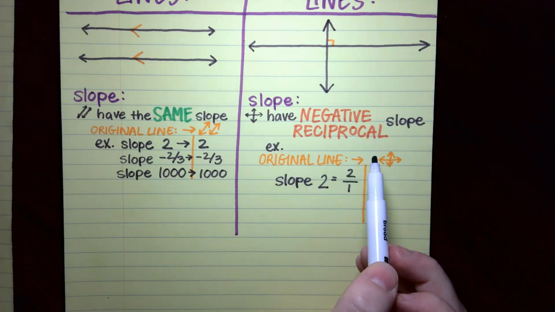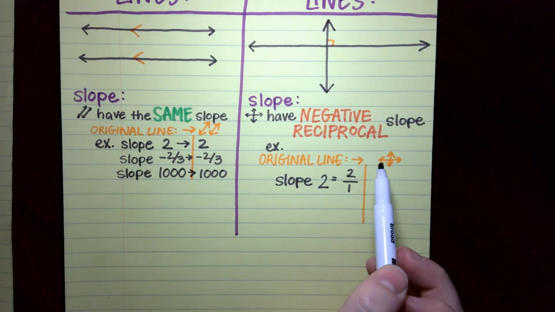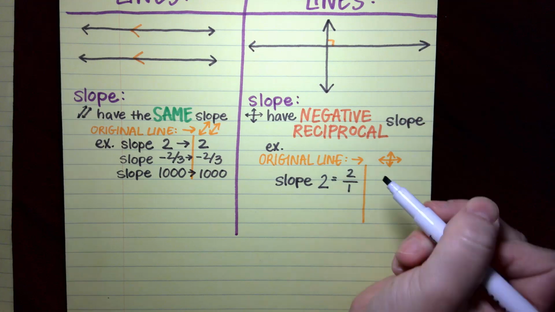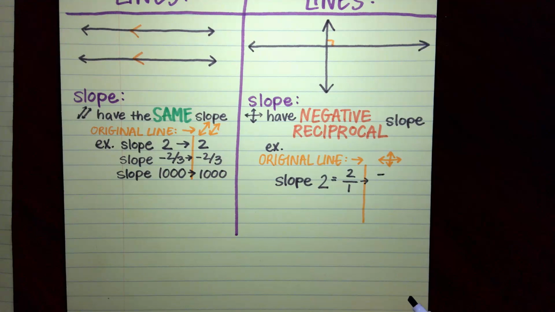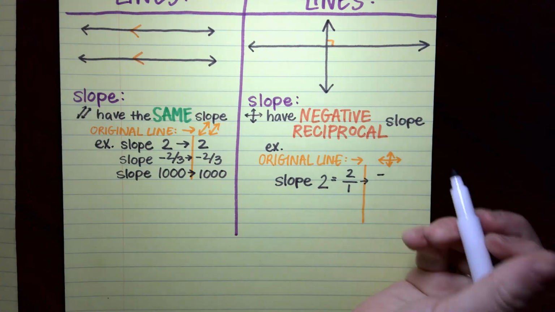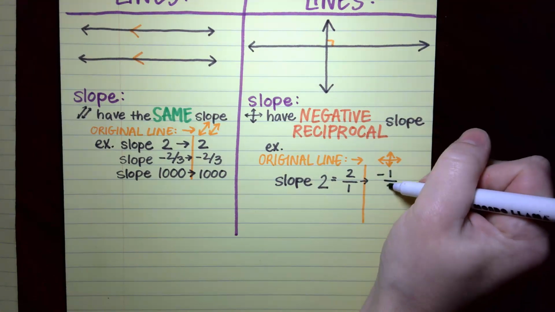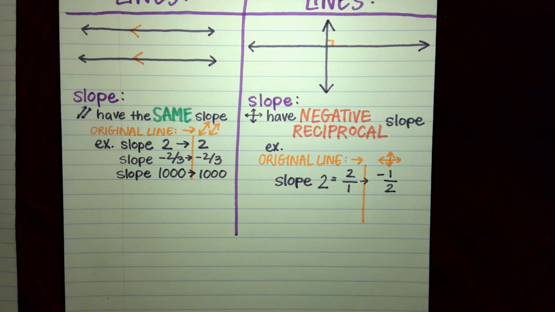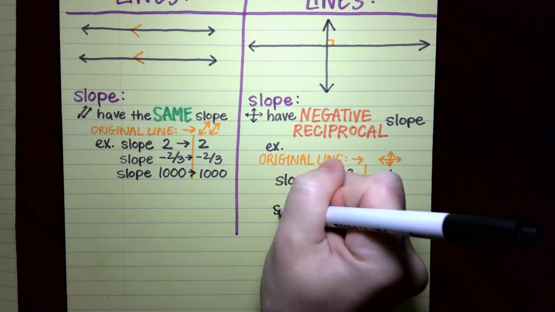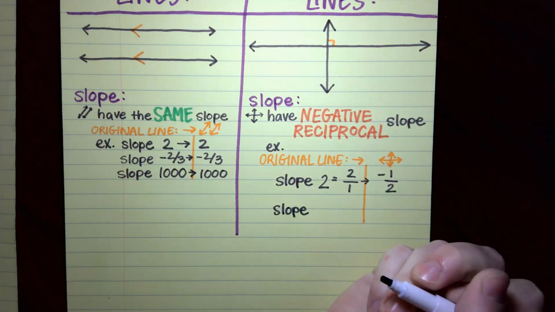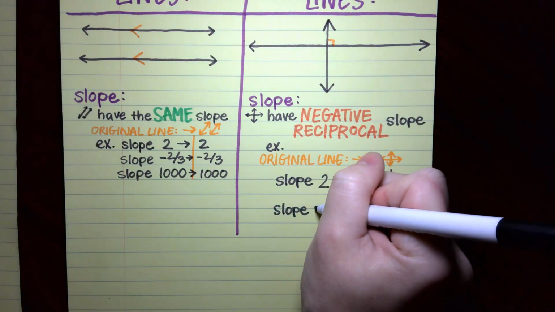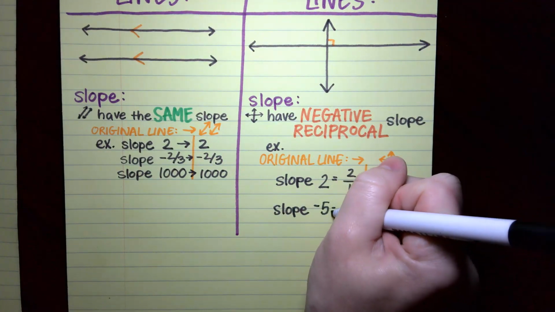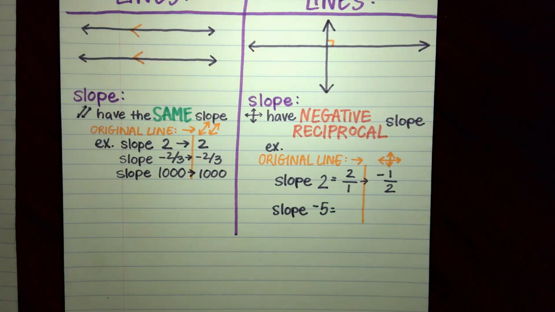Now to find the negative reciprocal for the perpendicular slope, here's what we do. We make it negative and we flip our fraction upside down. So our new slope is negative 1/2. What if I had a slope of negative 5? What's the rise over run form of that?